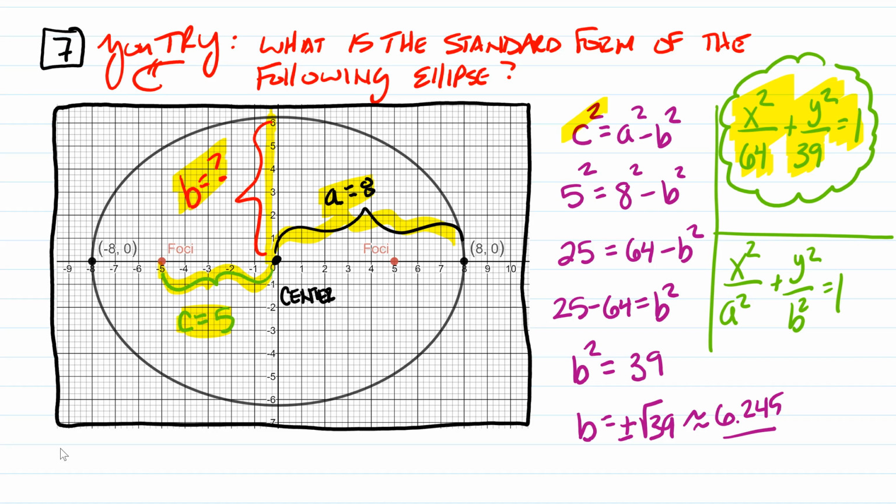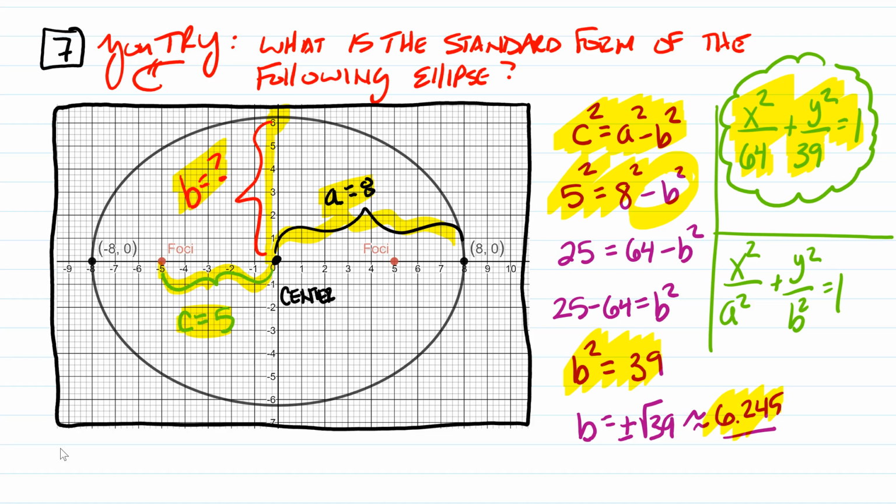So I know the relationship c squared is equal to a squared minus b squared. So I plug in my values. I don't know what b squared is. I solve and I get b squared is equal to 39. So if I take the square root of 39, it's about 6.245. So that's where that point is right up there.